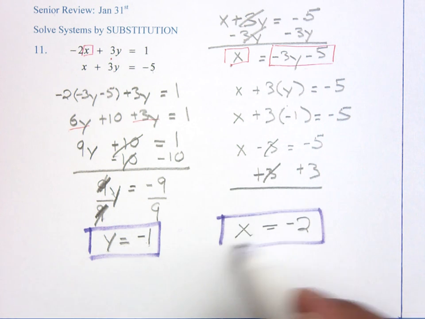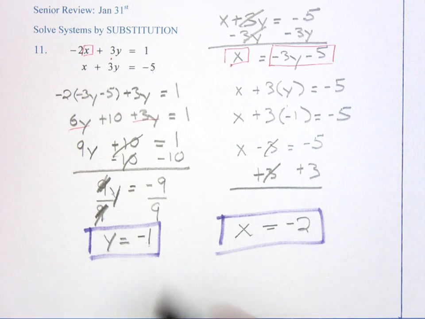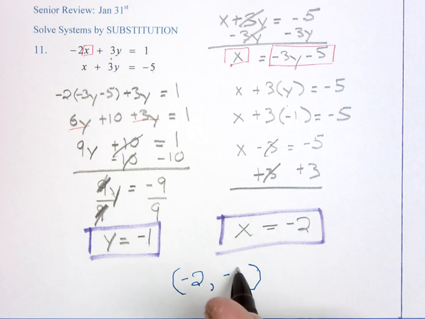Our solution has two parts, and we have to write those two parts as an ordered pair. Because the order matters, the x has to come first. The x is -2, we write that first, put a comma. The y is -1, we want to put that second. So our solution is the ordered pair, (-2, -1).